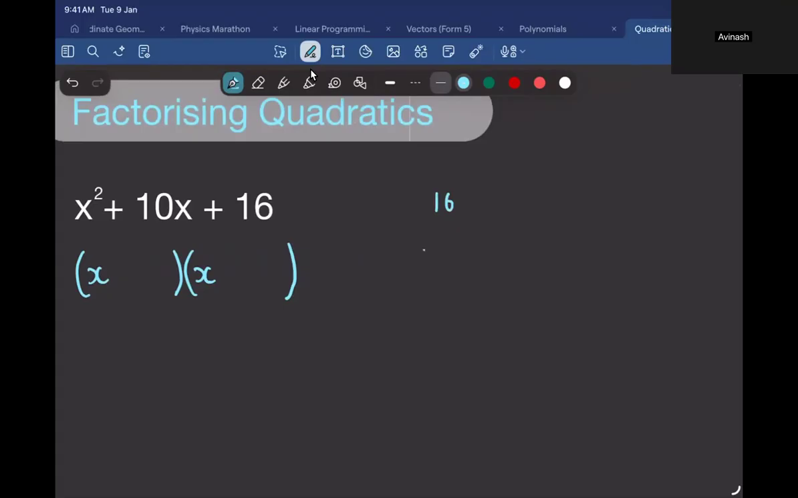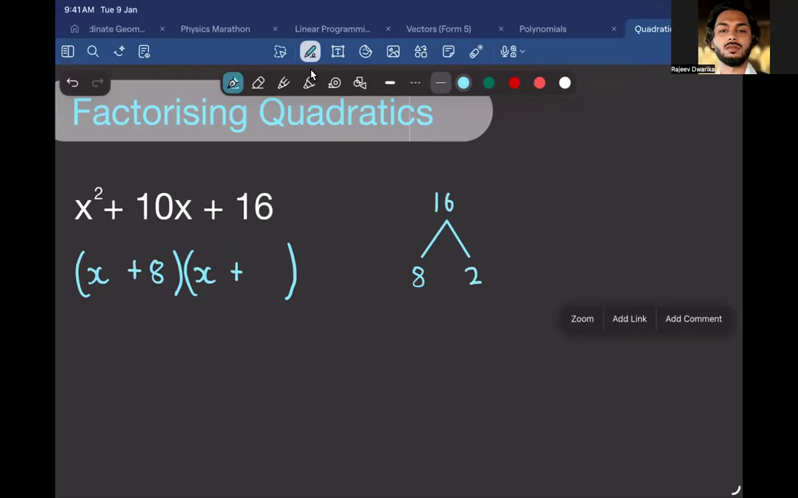I want you to think of two numbers that would multiply to give 16, but also add to give 10, because 10 is the middle term, we have to get back 10. So think of two numbers that multiply to give you 16 and add to give you 10. 8 and 2. Right, so that's it. That was easy or hard? Easy. That was real easy.